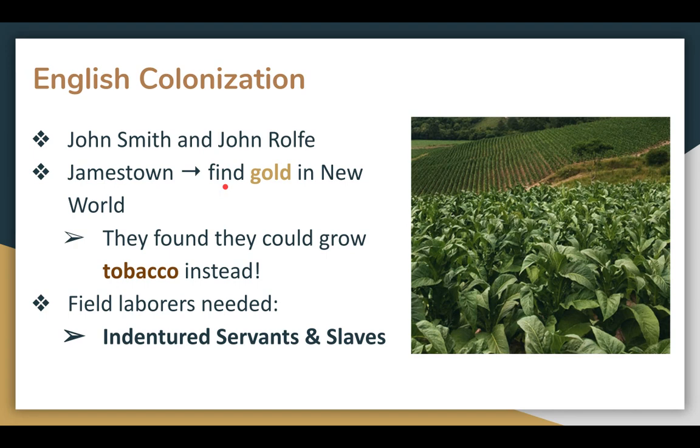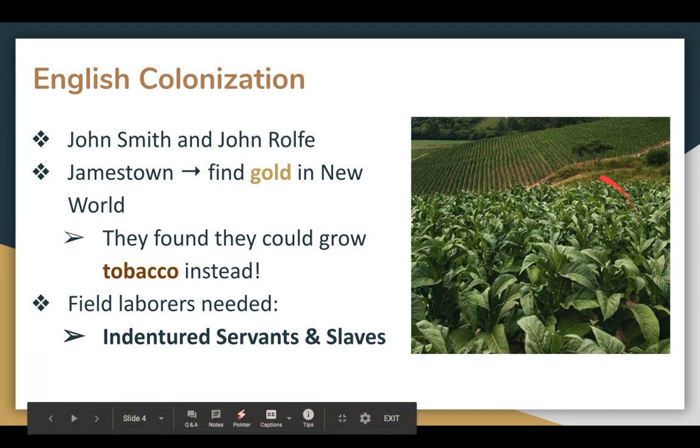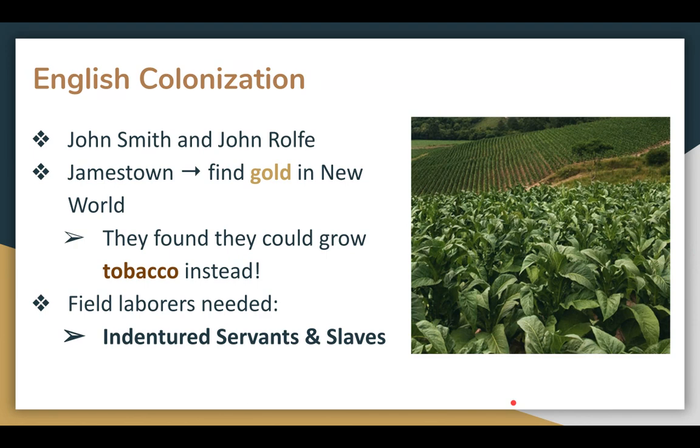Again, they're trying to find gold. They find a different type of gold. This is not the gold that you are picturing, but it is gold to them in regards to money. They found a magical plant, tobacco, and they realized, wow, it's addicting, and this thing can sell us a lot of money in the Old World.